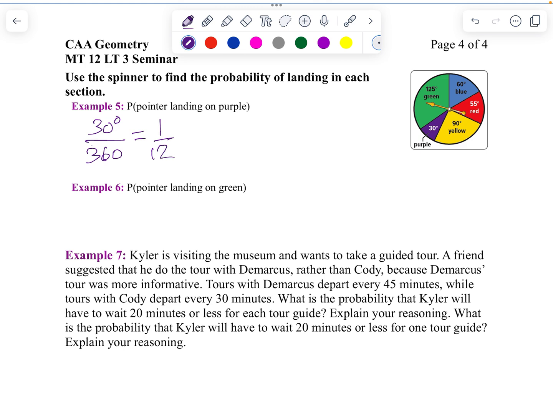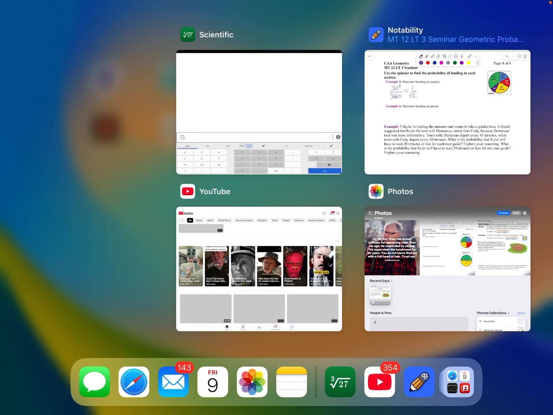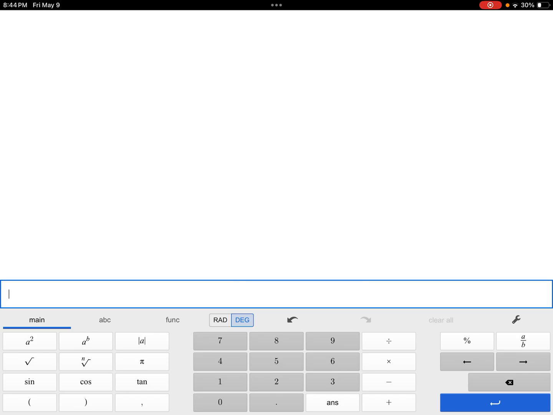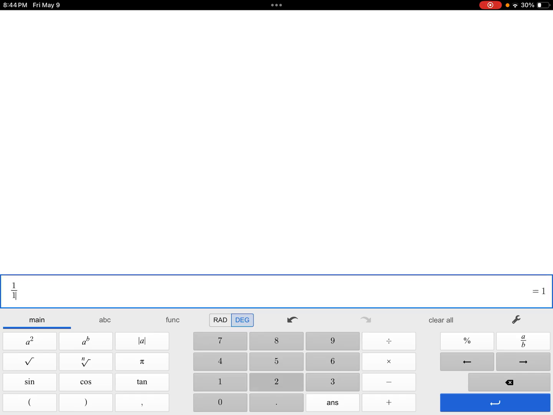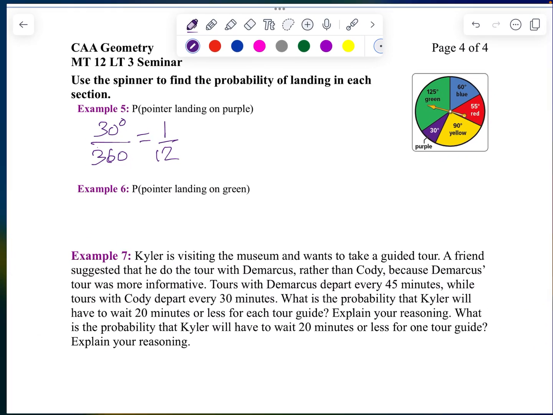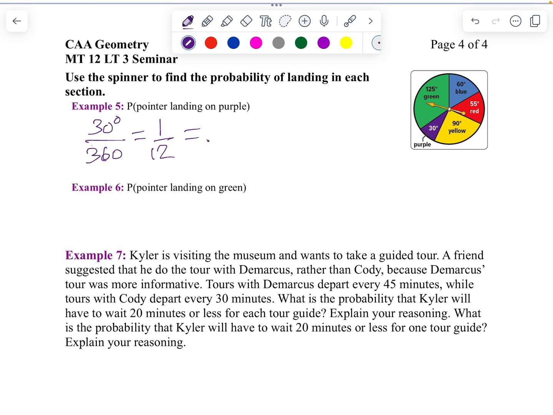And if I write that as a decimal number, if I just do 1/12, that's 0.083. Or 8.3%. Now that's for the probability of landing on purple. Now let's do the probability of landing on green.